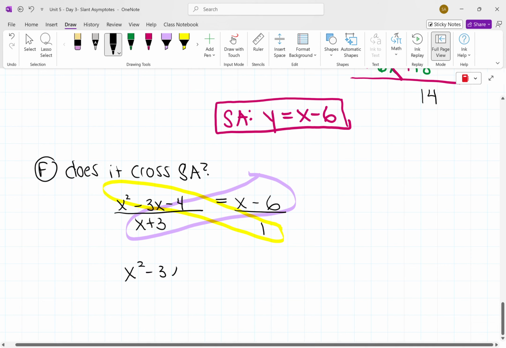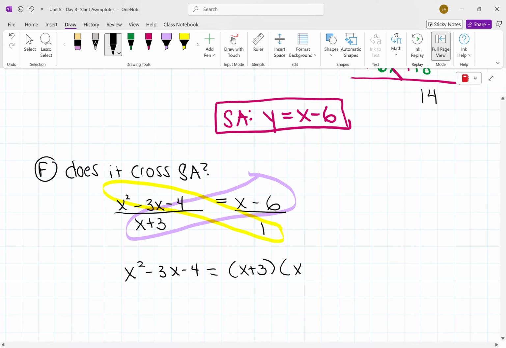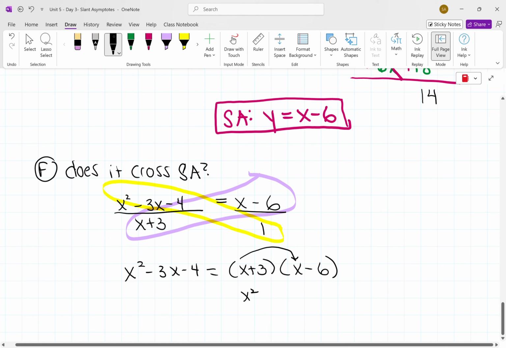So x squared minus 3x minus 4 times 1 is just x squared minus 3x minus 4. But then on the other side of the equal sign, don't I have the quantity of x plus 3 times the quantity of x minus 6? In order to solve this, I have to FOIL.